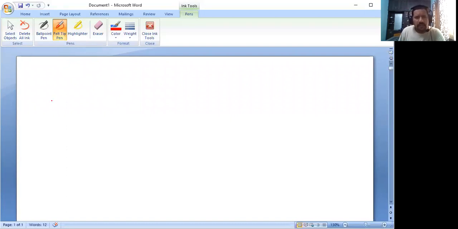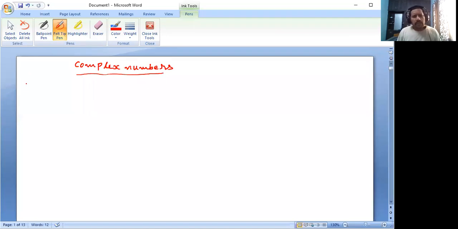Today we are going to start a new chapter, that is complex numbers. This is an important chapter, a continuation of trigonometry. What is a complex number?